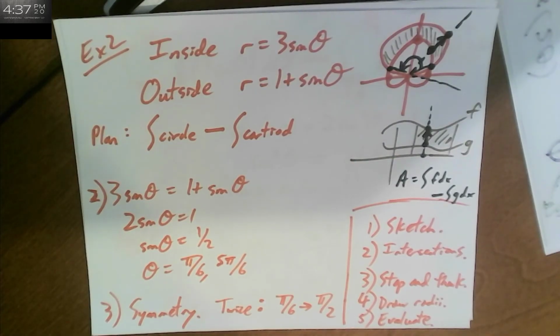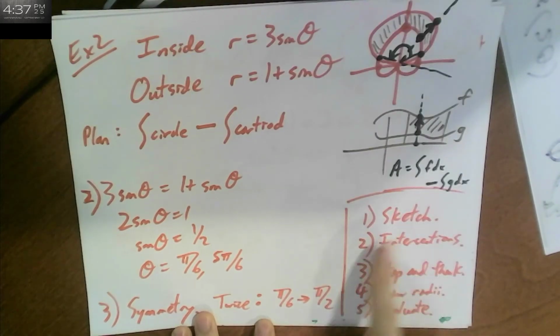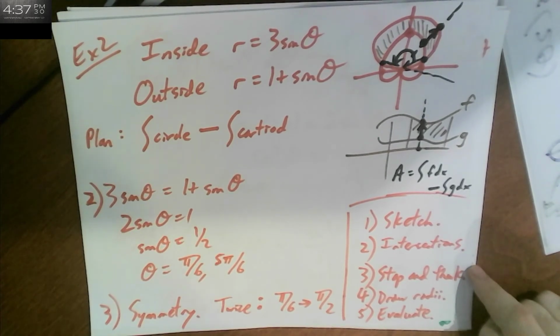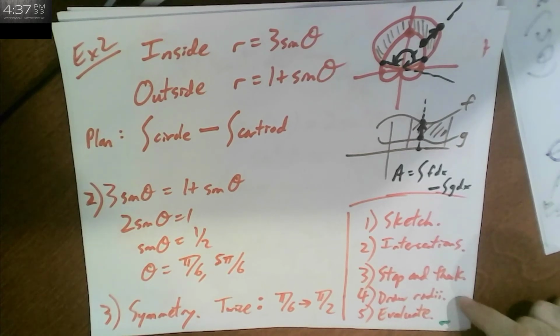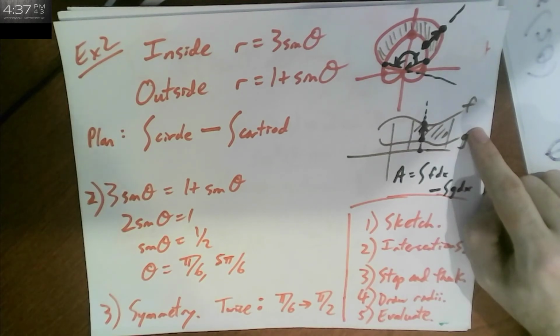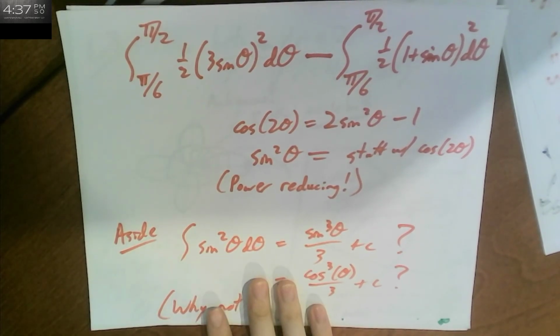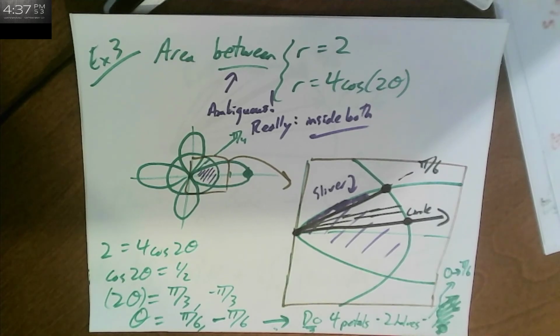Next example, we talked about the idea of inside one shape but outside another, and we developed this sort of plan of how to go about it. We need a sketch. We need to find some intersection points. We want to stop and think about the situation. We're going to draw radii to help us think about the situation. And with all of that information, we set up and finally evaluate. We use symmetry. We related it to the idea of the area between two curves. And then here was the setup and introducing the idea of power reducing. Careful with your integration. Finally, our last example, the area, we called it between, but we really meant inside both.